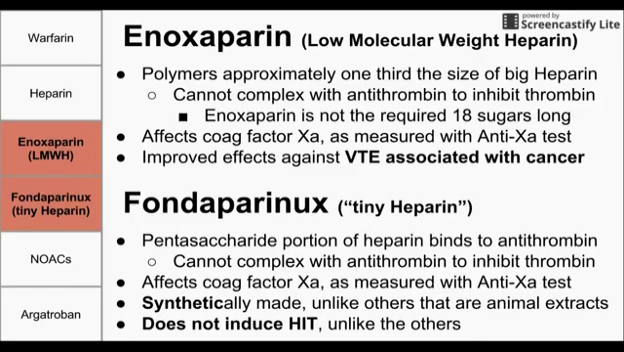Next drug that we have here is fondaparinux, which is called tiny heparin, or I just call it tiny heparin. Tiny heparin is essentially just the 5 sugars required to bind to antithrombin. Once again, this smaller version of heparin cannot form a complex with antithrombin to inhibit thrombin, but it can activate antithrombin enough to affect coagulation factor 10A. And again, we use the anti-10A test to measure that difference.